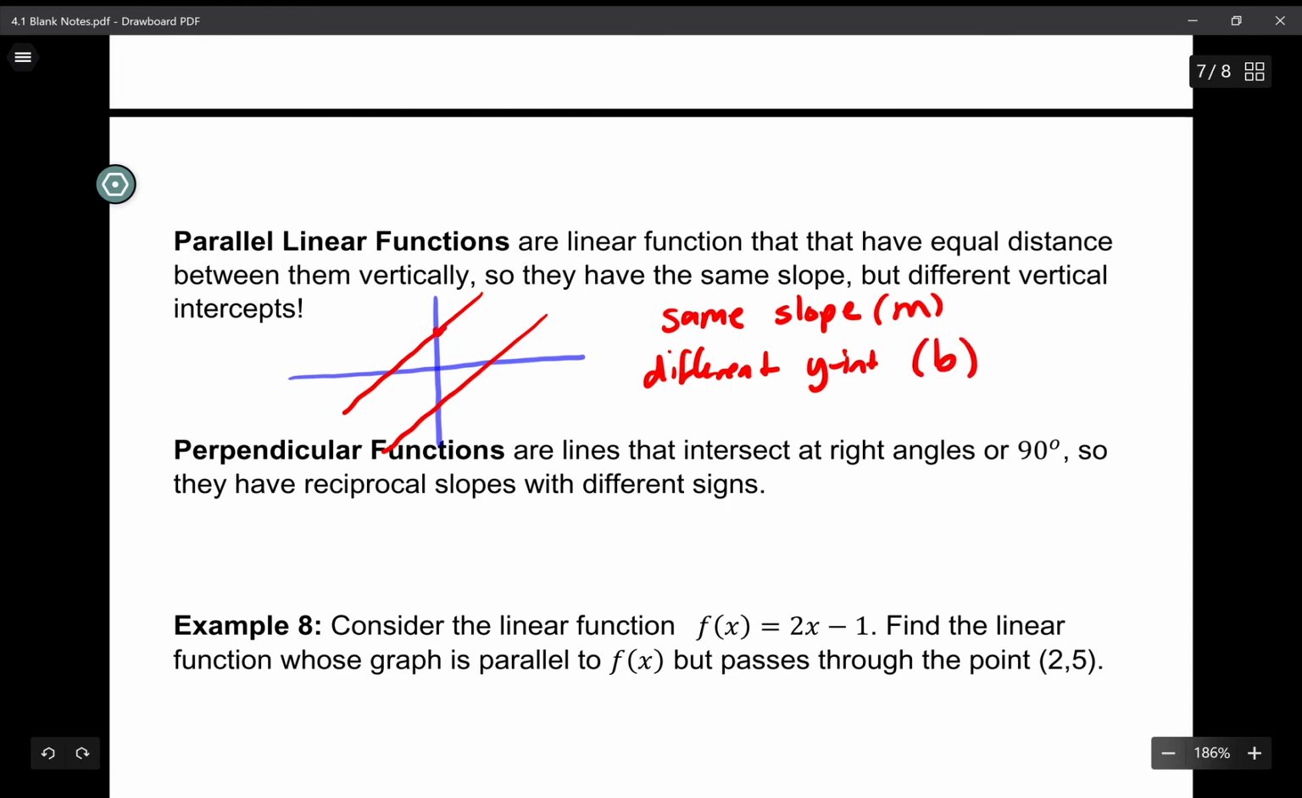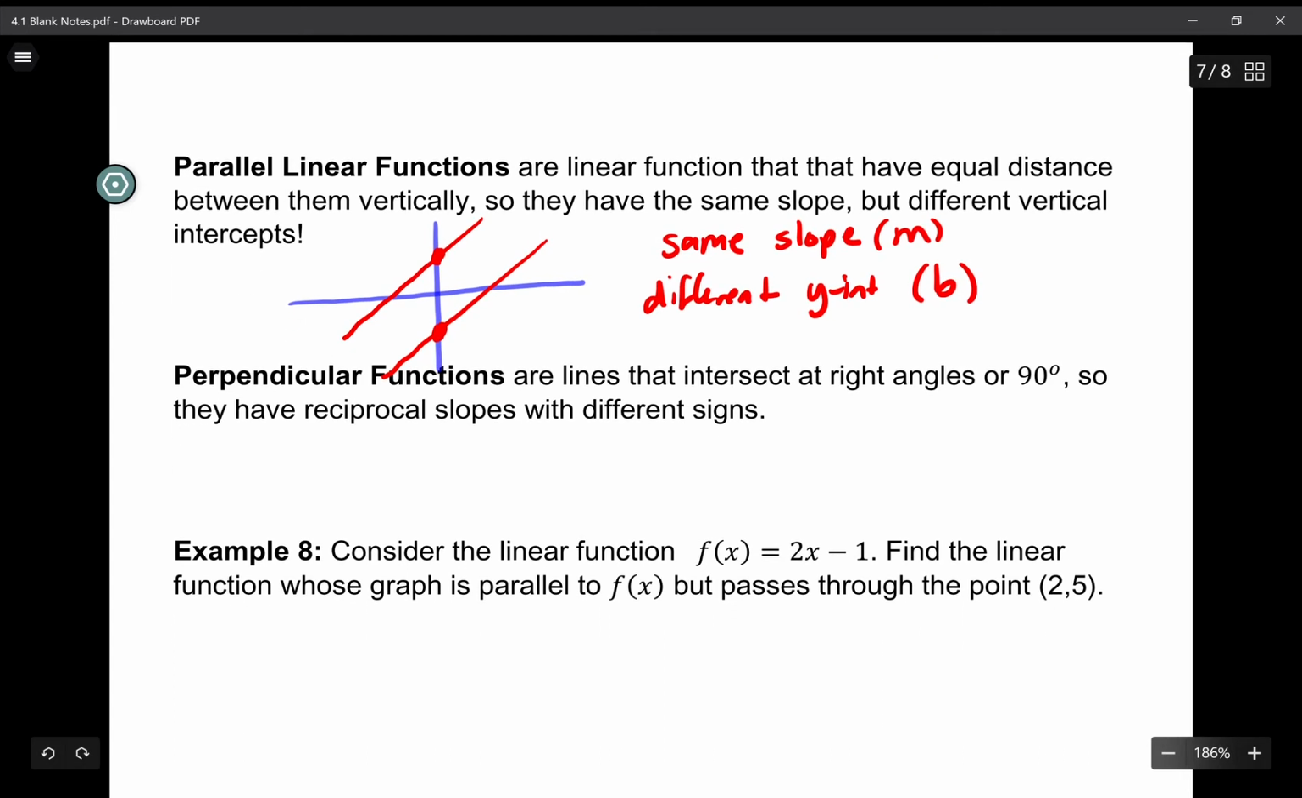We can see this one has a positive y-intercept and this one has a negative y-intercept, but the slope is going to be the same. Now, perpendicular functions have slopes that are inverse reciprocals. So we're reciprocals with different signs.